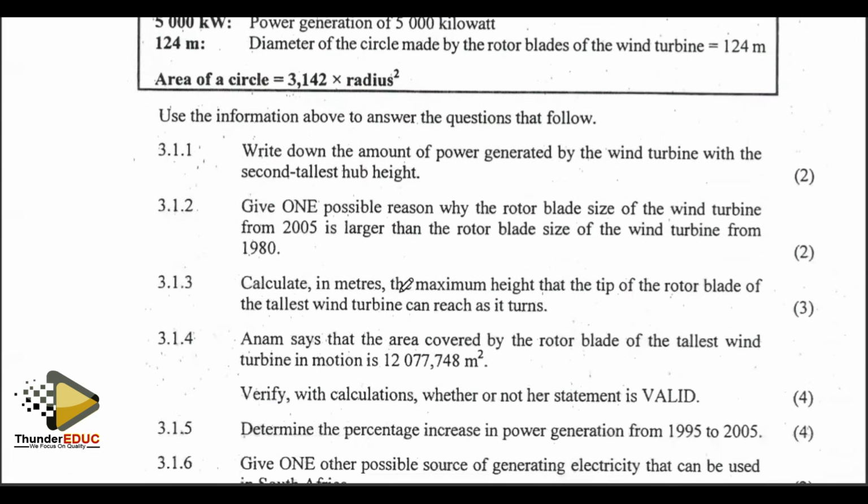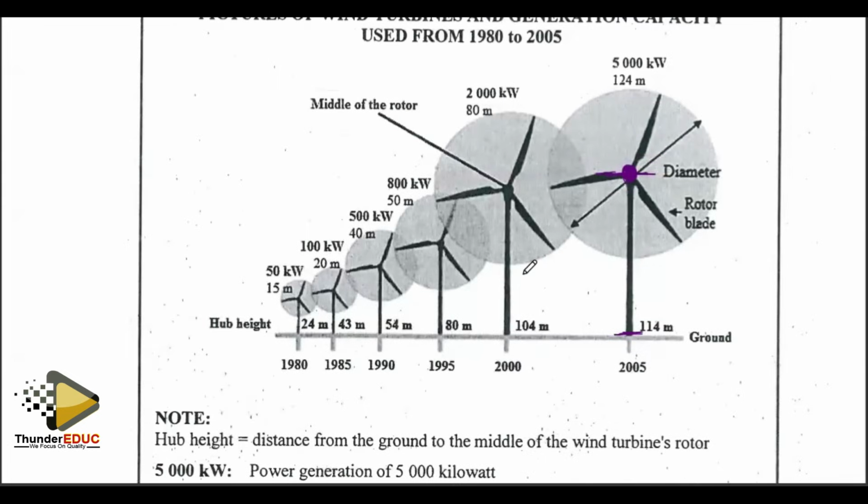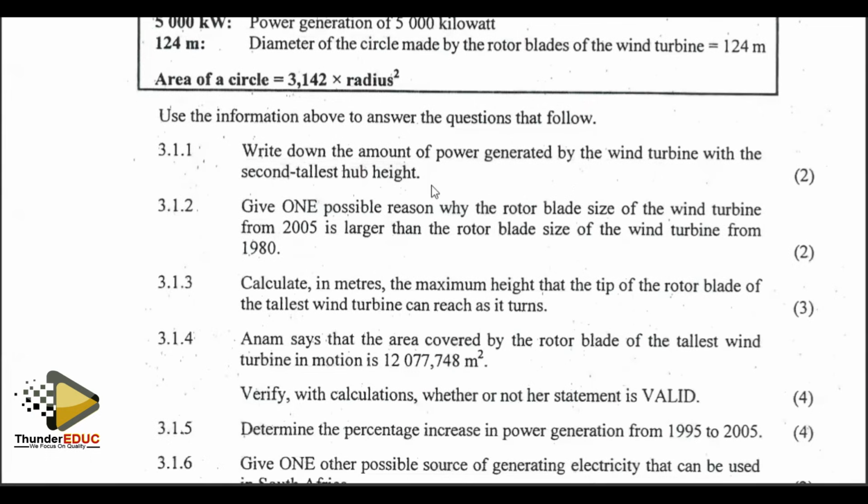Write down the amount of power generated by the wind turbine with the second tallest hub. They're already in order. Second tallest is this one here. How much power is produced? 2,000 kilowatts. So the answer here was supposed to be 2,000 kilowatts.